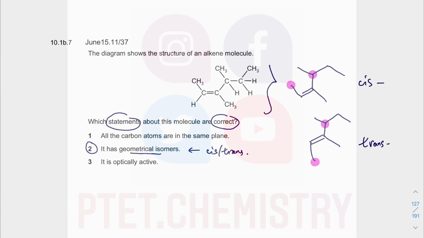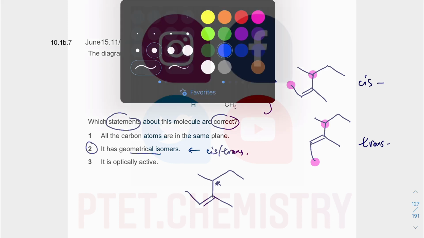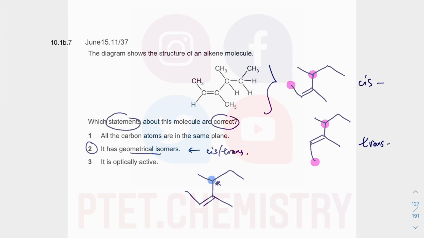If I show you which ones are lying on the same plane, from the skeletal formula, actually I can also tell that it's got an optically active center there. So if I use a different color, that carbon is bonded to 1 carbon, there is 2 carbon, that is something with alkene, and there's a hydrogen there. So 3 is correct.